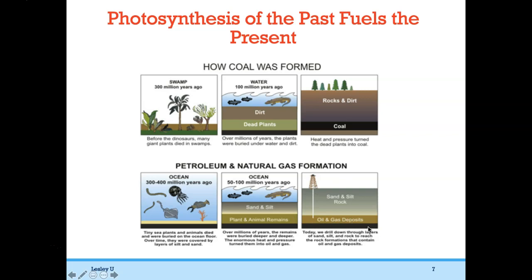We have to dig deep into oceans. We have to drill down through layers of sand and rock to reach oil and gas deposits. But the oil and gas came from fossilized plant and animal remains from hundreds of millions of years ago. These organisms, again, relied on energy from the sun in order to make their own energy. These animals had to consume other photosynthetic organisms in order to survive. So again, when you think about the fuels we use today, they originated hundreds of millions of years ago, and all because of photosynthesis.